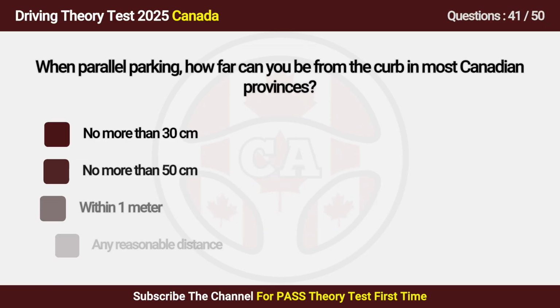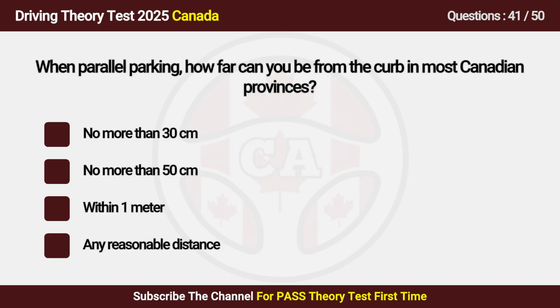Question 41. When parallel parking, how far can you be from the curb in most Canadian provinces? A. No more than 30. B. No more than 50. C. Within 1 meter. D. Any reasonable distance.